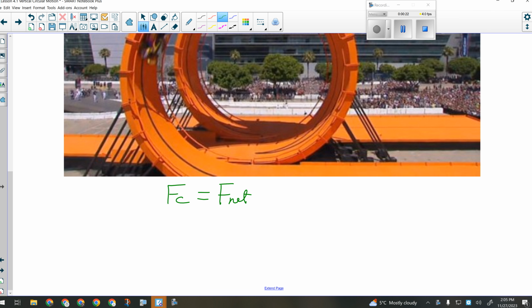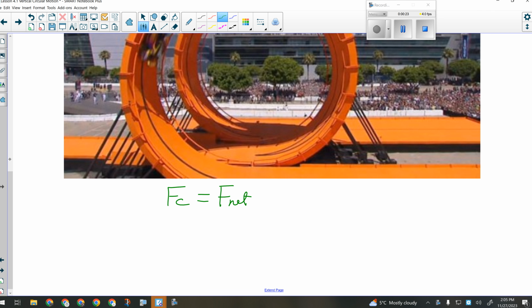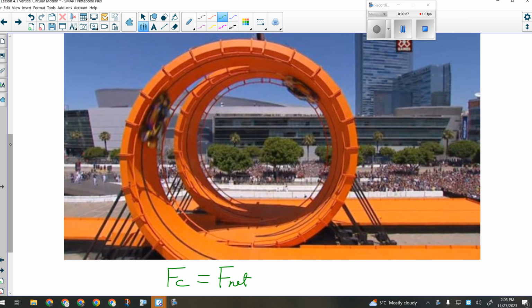So if I had these cars going around this track, and I was looking at, let's say, one of the cars right here at the bottom, what two forces would be acting on that car in that position? Force of gravity, and what else? Normal force, the force of the track. There aren't any other forces, that's it.